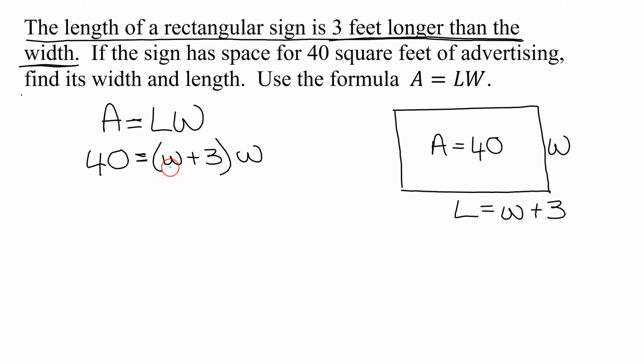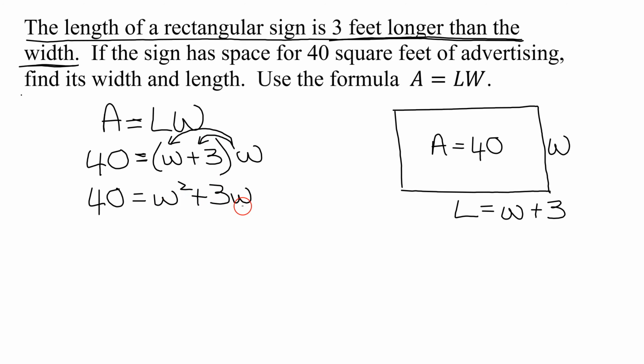Now, how many variables do I have left in this equation? Just 1. So the first thing I'm going to have to do is distribute my W in. So I get 40 equals W times W is W squared plus W times 3, which is 3W.